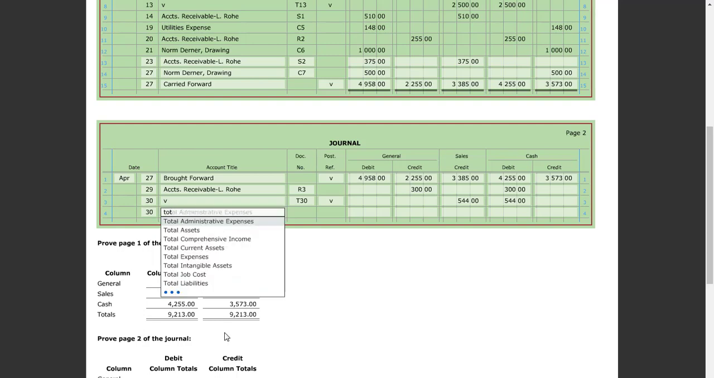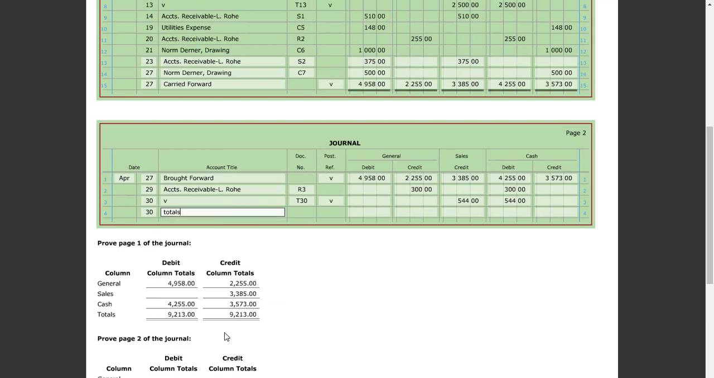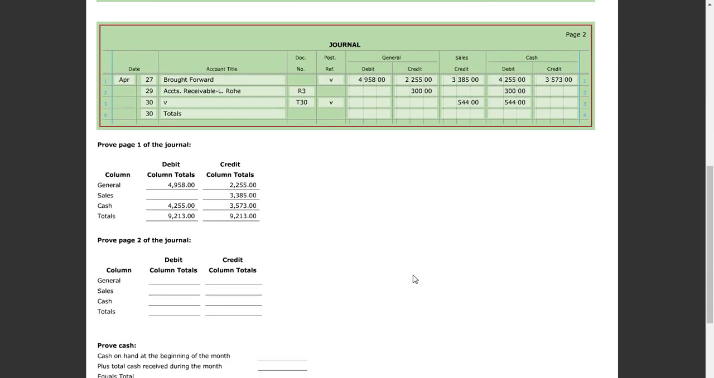Account title, I'm going to write in totals. And now I'm going to do math. Now, I'm purposely moving my screen up because I don't want to see page 1 because sometimes that confuses students. What I need to do is I need to have a total for general debit. Can anyone do the total for general debit? It is really $4,958. Would you agree? So I am going to total up just on page 2 my amount for each column.